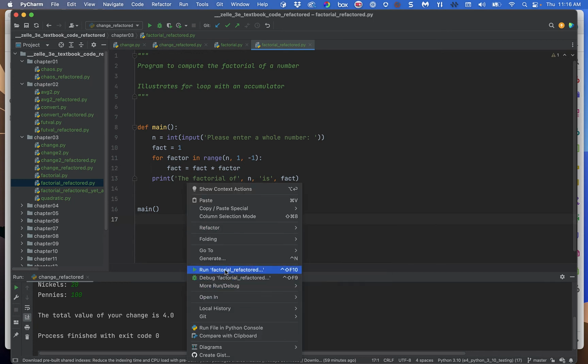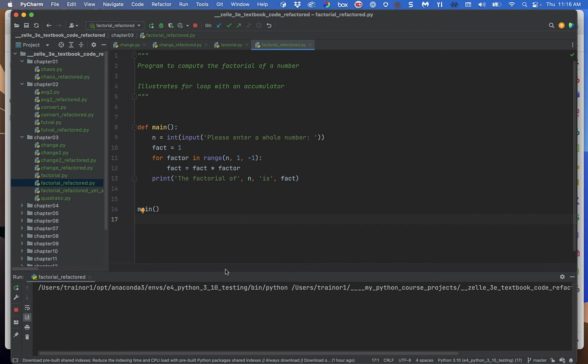So if we run this factorial refactored, okay, and we give one of his example numbers like 6, well, it's going to get 720. Okay, so again, when you refactor a program, you don't change its functionality. It still gives the same answers, okay? You improve its readability, testability, maintainability, and probably reusability or shareability would be yet one more thing.